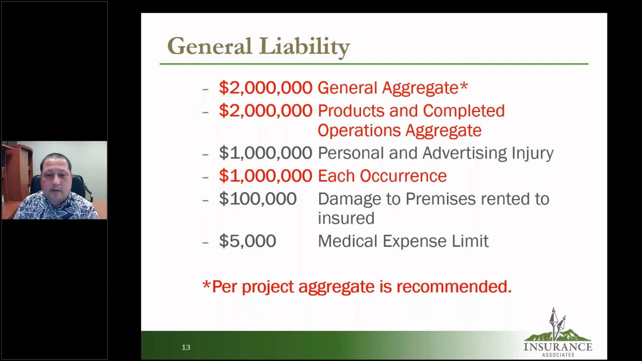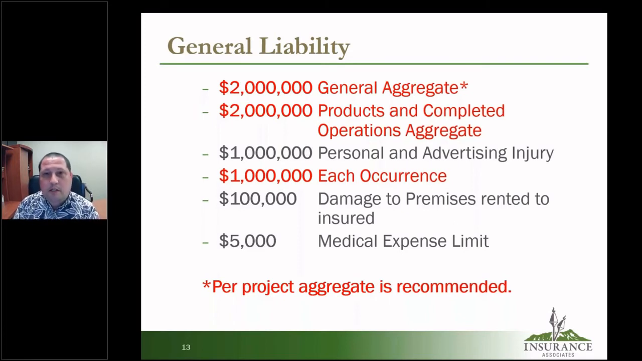The general aggregate. This is the most that will be paid in a policy year for bodily injury or property damage on your premises. The general aggregate can be on a per project, per policy, or a per location basis. Ideally, you want per project from your contractors.